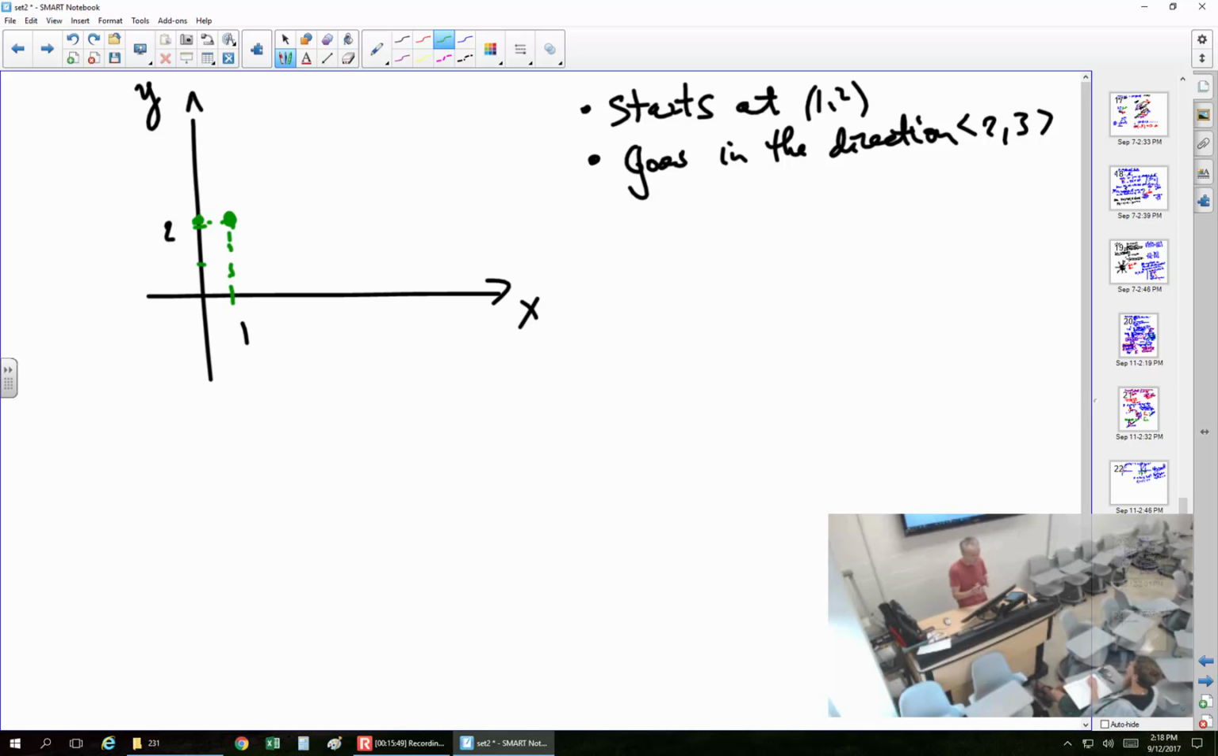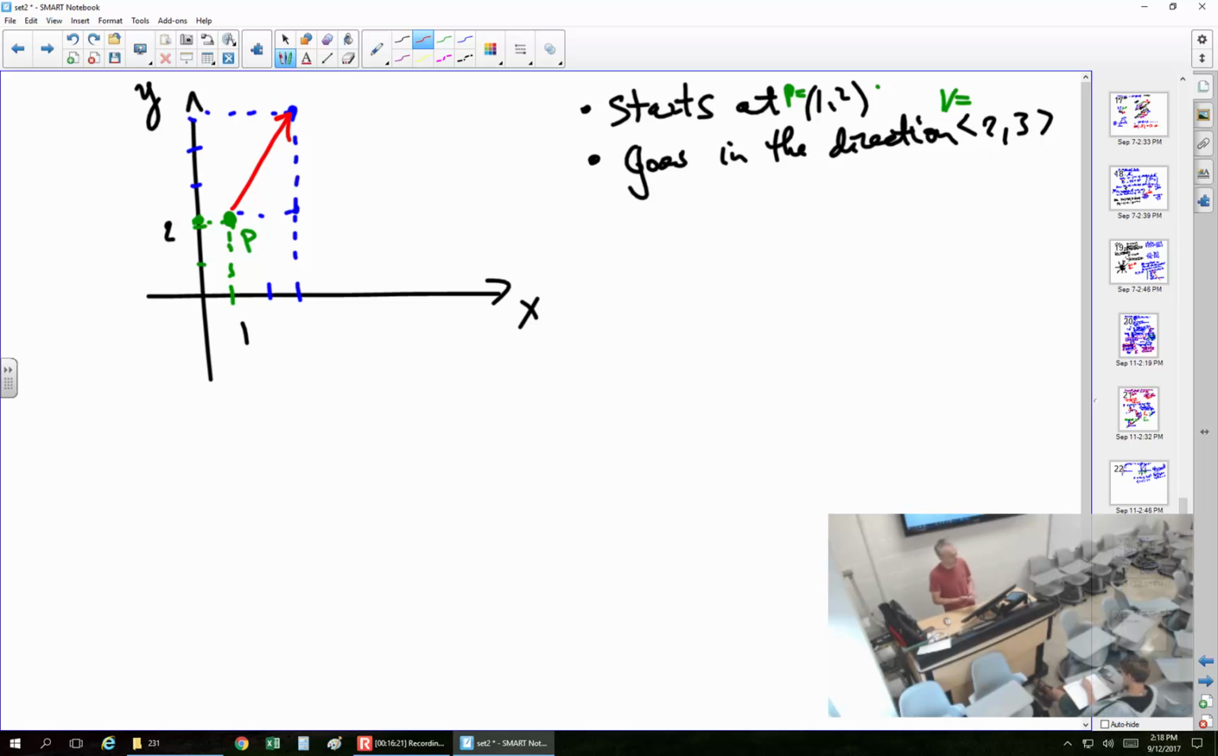So 2, 3 from this point. Let's say this is point P, and this is vector B. From this point P over here, we are moving in the direction: we make 2 steps to the right and 3 steps up. Like this, and 3 steps up. So that's where my vector goes.